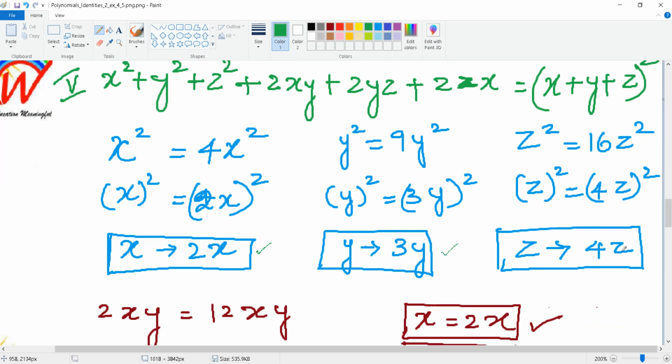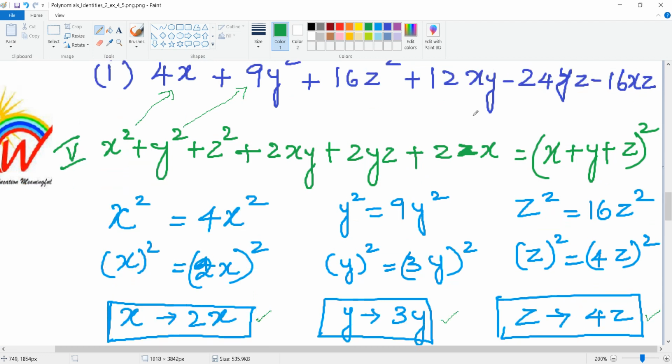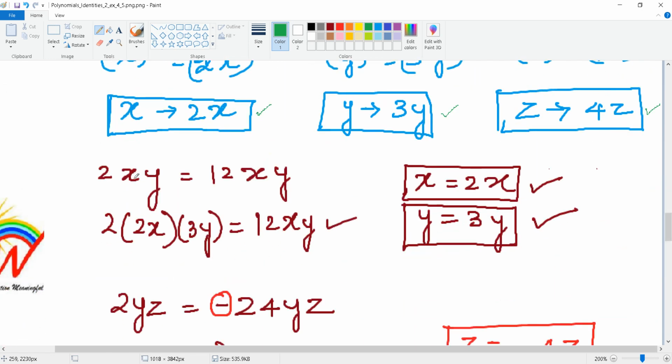So far we have learned what is x, y and z separately. Now we will see if it satisfies the other terms also, that is 12xy, 24yz and 16xz. It should satisfy that also. So in place of 2xy you have got 12xy. So let's go down and check. 2xy is equal to 12xy. If you split it, 2 as 2 itself, in place of x you write 2x, in place of y we got 3y. And when you multiply, you get 2 2s are 4, 4 3s are 12. So 12xy is what we are getting. So this is perfectly satisfying. So our x is 2x and y is 3y. No doubt in that.